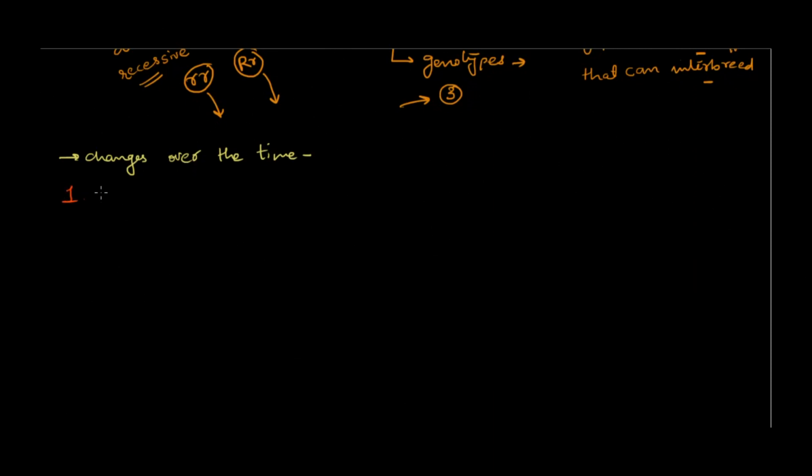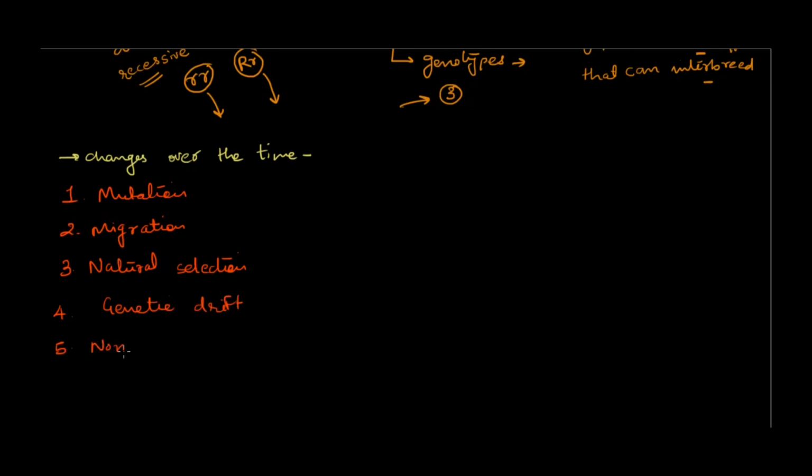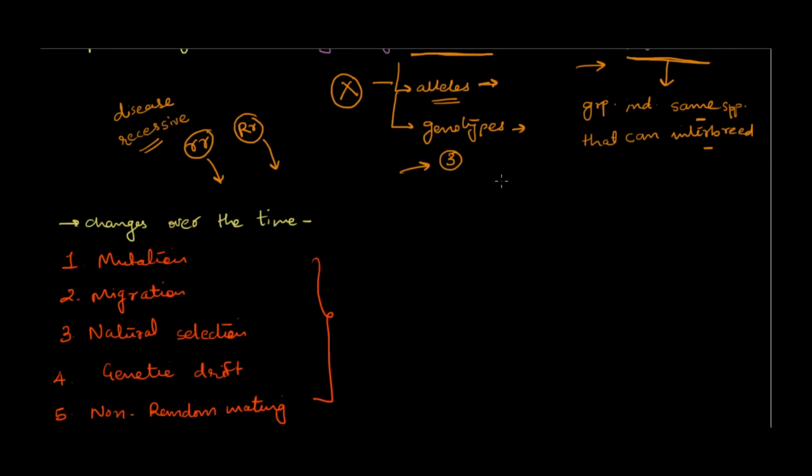Let's say for example mutation, migration, natural selection, genetic drift, and non-random mating. Basically, these are the factors that actually affect the frequency of alleles and genotypes. Let's just say, for example, if there is mutation, there is a spontaneous change in DNA that is going to affect your alleles, that is going to affect the genotype of a population. So, at least one of these factors would be affecting a population at a time. So, generally, naturally, allele and genotype frequency keeps changing over time.